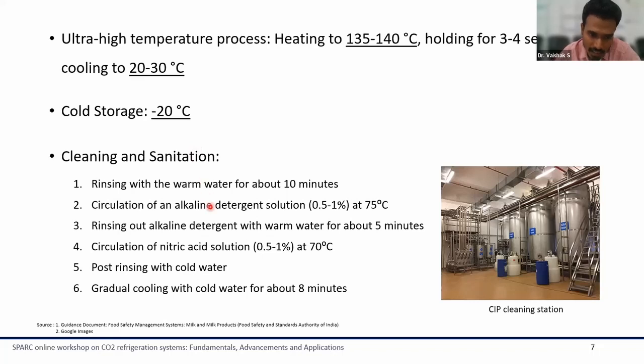It involves initial rinsing with warm water, then washing with an alkaline solution, then again rinsing with warm water, then washing with an acid solution, then the final cleaning with cold water for about 8 minutes. This is the minimum temperature. In some cases, according to the type of detergent or the type of acid and alkaline solution used, the temperature can vary, and it can go up to 90 degrees centigrade also. This is the general cleaning in place strategy which is followed.